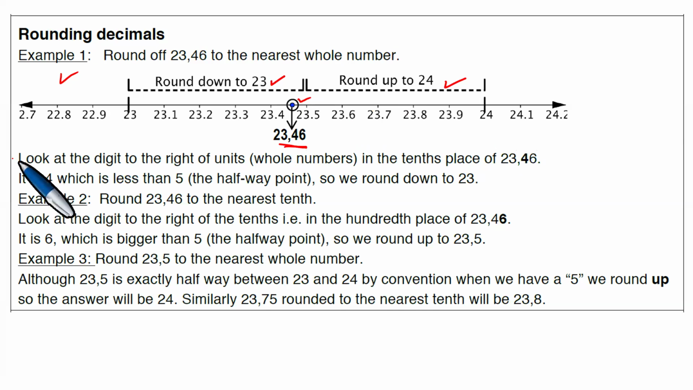Let's read what this guy is saying here. Look at the digit to the right of units. Whole numbers in the tenths place of 23,46. It is 4, which is less than 5. The halfway point. So we round down to 23.